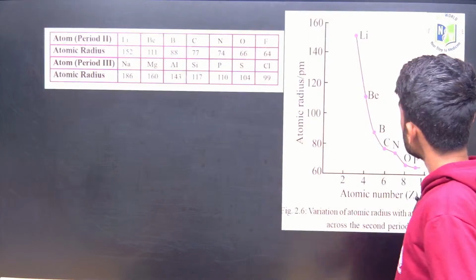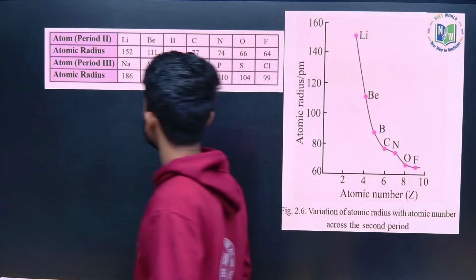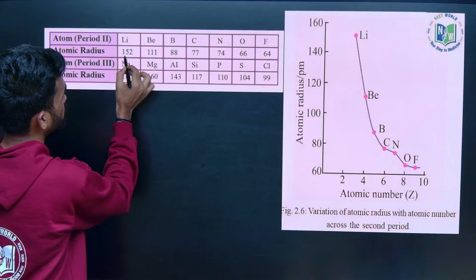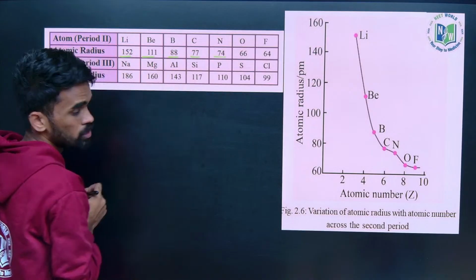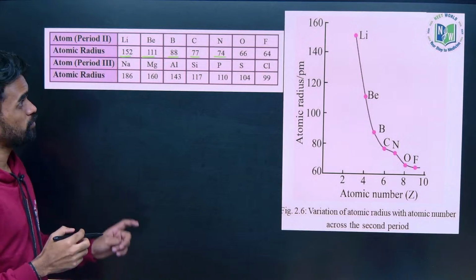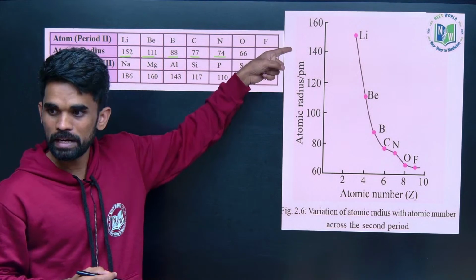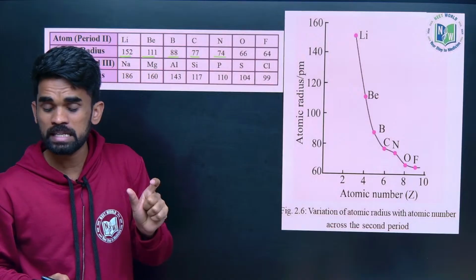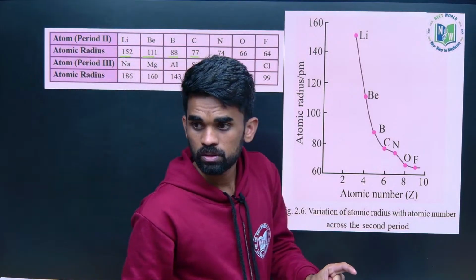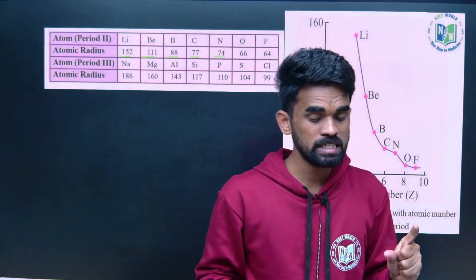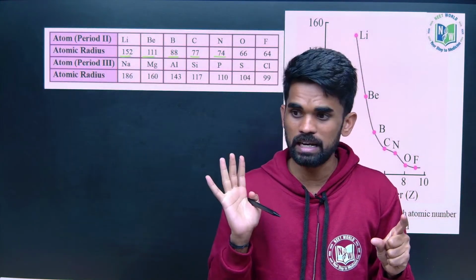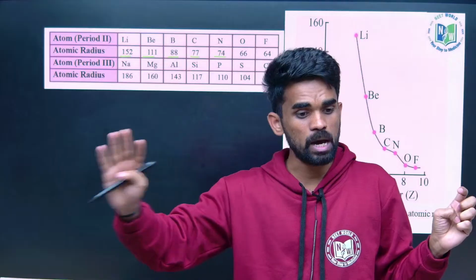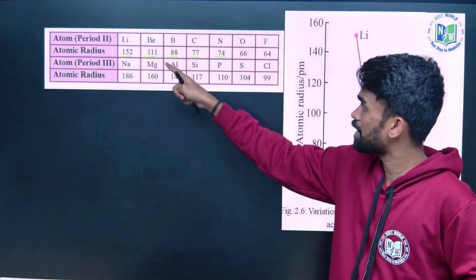Next, look at this experimental data. From lithium to beryllium like this, what you are seeing is size 152, 111, 88, 77, 74. So size values are decreasing. If you observe, they haven't included noble gases. They stopped at halogens only. What I told you is that noble gas atomic radius is measured in terms of van der Waals radius, which is greater than covalent radius and metallic radius. So noble gases will always have a larger size when compared with other elements. That's why they are not in comparison here.